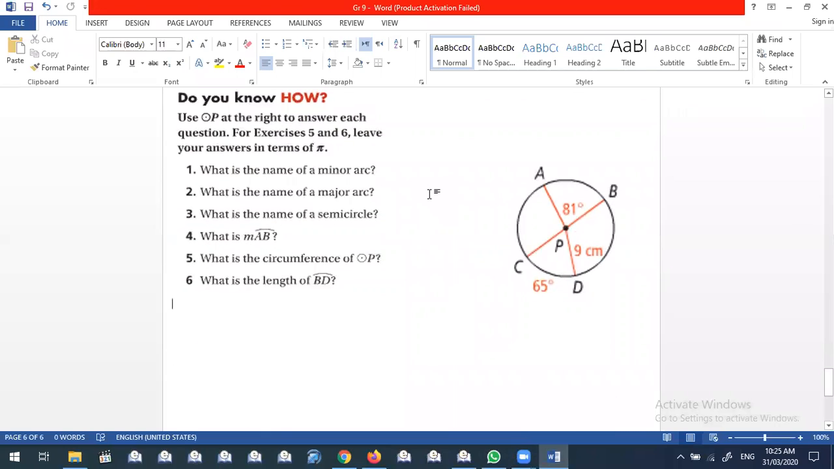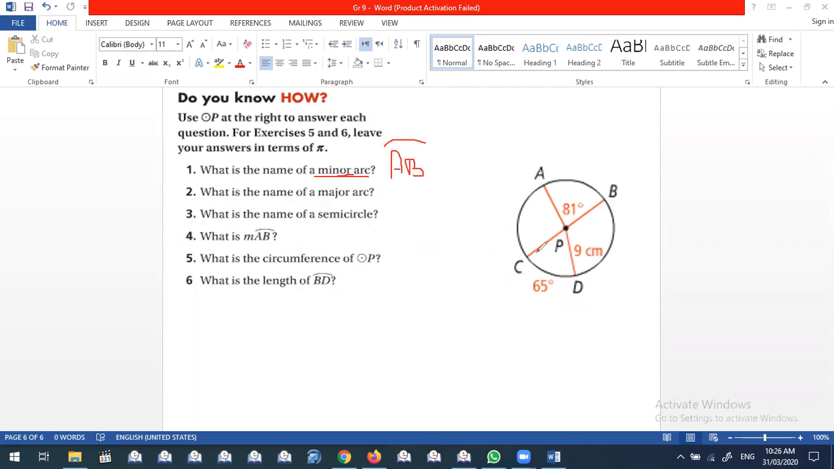We are going to revise what we studied yesterday. We have a circle like that. What is the name of a minor arc? He needs just one minor arc, like AB, BD, DC, any arc less than a semicircle, so it will be minor. Maybe arc AB, no problem. What is the name of a major arc? A major arc is more than a semicircle.